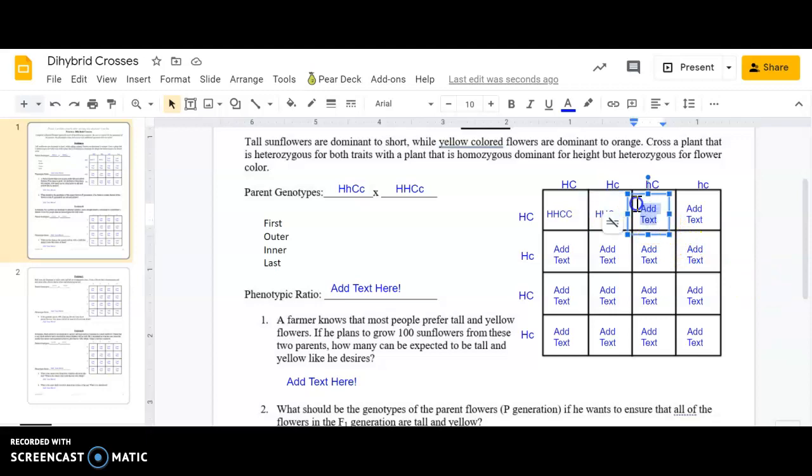All right, parent number 3, again, big H and a big C. And then we have a little h is paired with it, but another big C. So we have heterozygous for height, but homozygous dominant for color. And last but not least, we have little c and a little h paired with a big H and a big C. So we have heterozygous across the board.